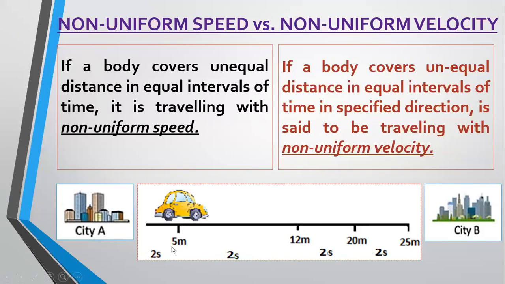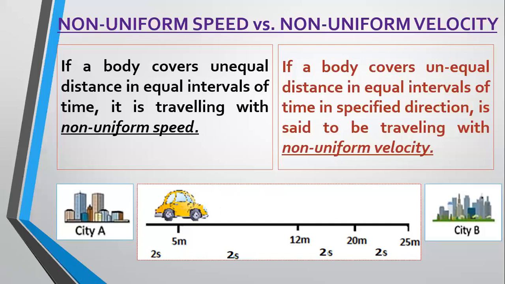If you calculate the speed at each interval, here using the formula speed is equal to distance by time. So 5 meter by 2 is equal to 2.5 meter per second. Over here, 12 divided by 2 is equal to 6 meter per second. Here, 10 meter per second. And over here, 12.5 meter per second. It means the car had varying speed or non-uniform speed.